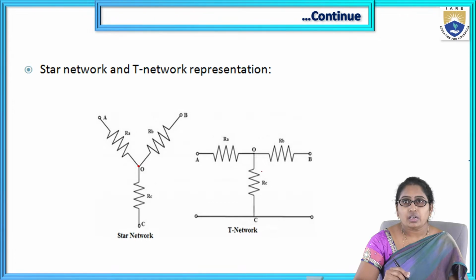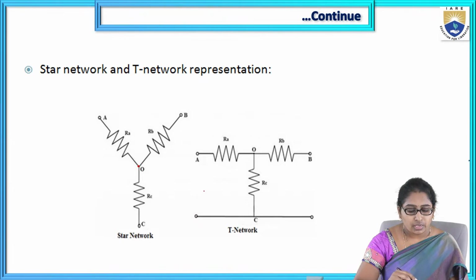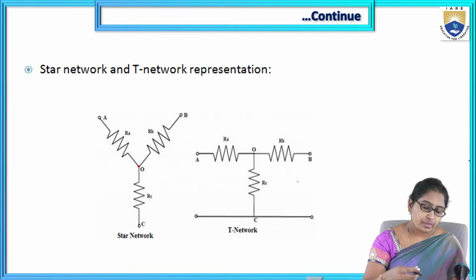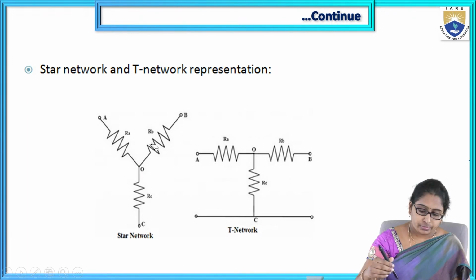Now it is also called a 4-terminal network. That means on one side, the left side, we see two terminals, terminal A and terminal C, which are usually the input terminals. On the other side, the right side, the two terminals are terminal B and terminal C, which we call the output terminals. So that is about a star network.